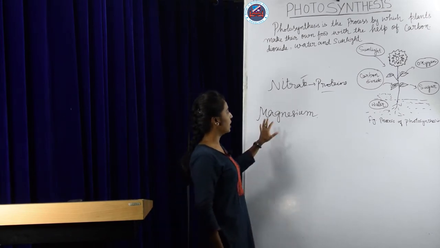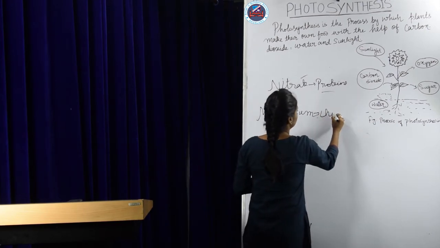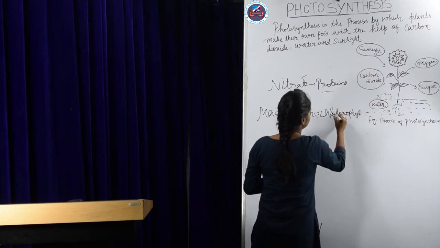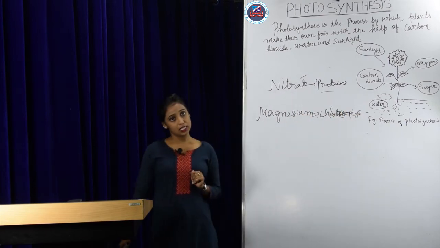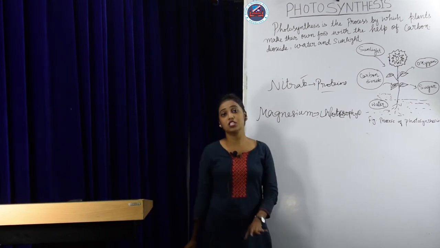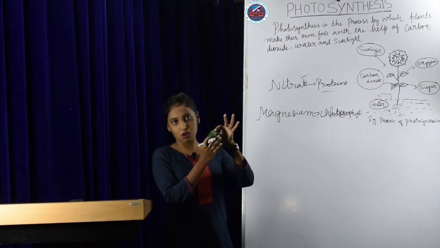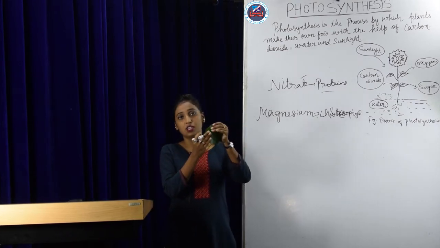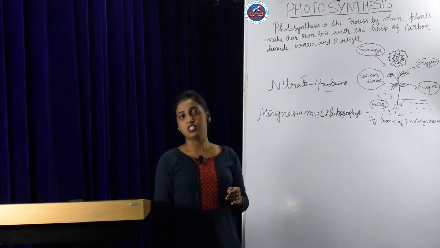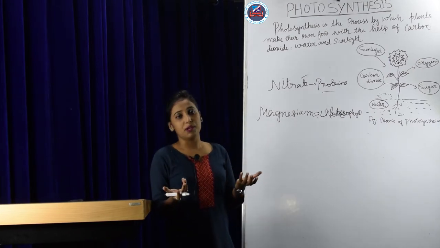Again, magnesium. Why do they need magnesium? To make chlorophyll. If the level of magnesium goes down, then the leaves will turn yellow. As you can see, this leaf is green because it contains chlorophyll, but if the leaf does not have enough chlorophyll, it will turn yellow, and because of this the process of photosynthesis will not be able to take place in the leaf, and slowly the leaf will die out and the plant may also collapse.